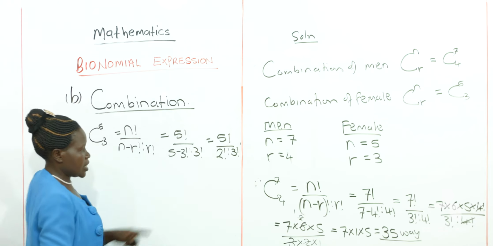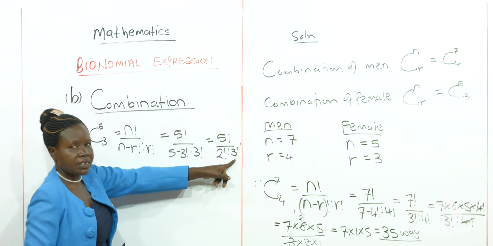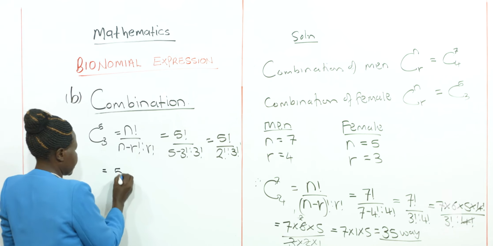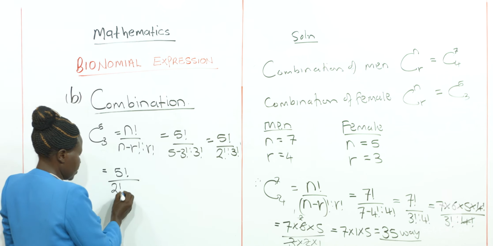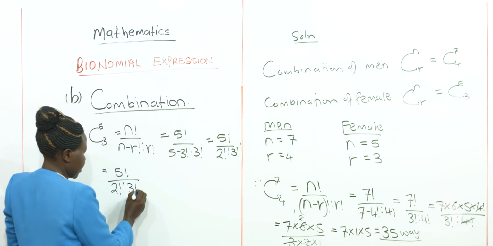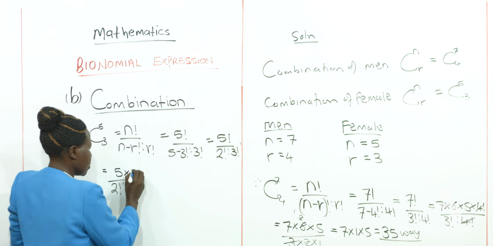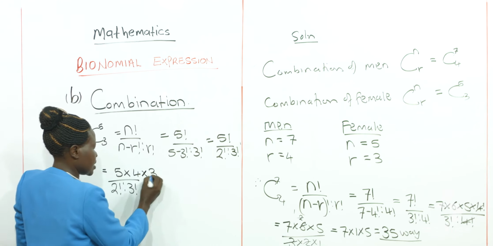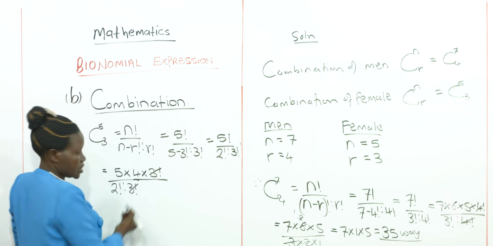So to that level, that is when we are going to move 5 until we reach 3 factorial. And then now we shall have 5 factorial over 2 factorial ratio to 3 factorial. So this 5 factorial, we are going to move it until we reach 3. So we say 5 by 4 and then by 3 factorial. So this is how you get, then you cancel the 3 factorial.